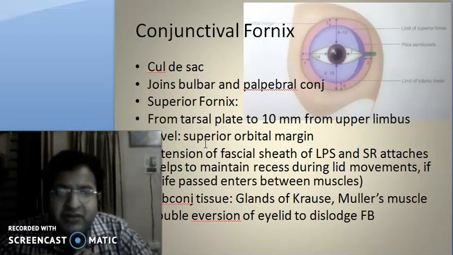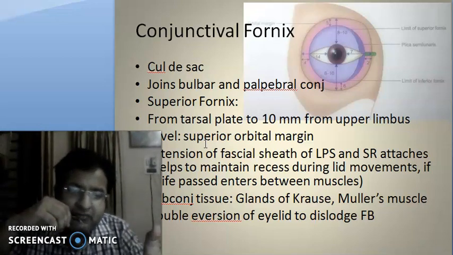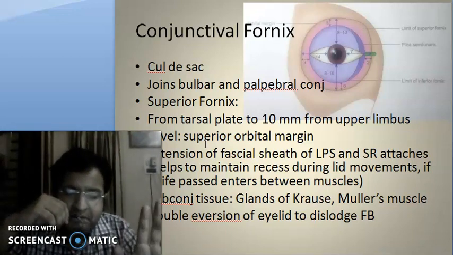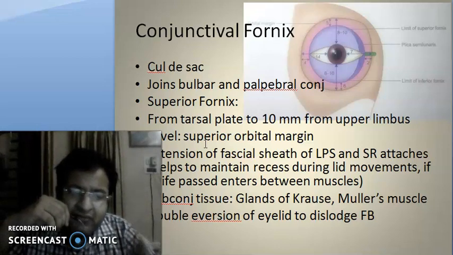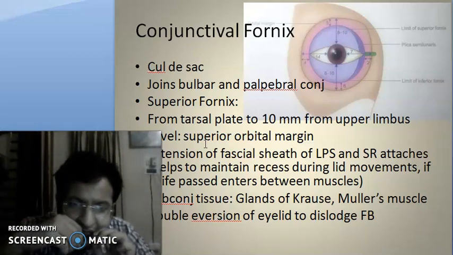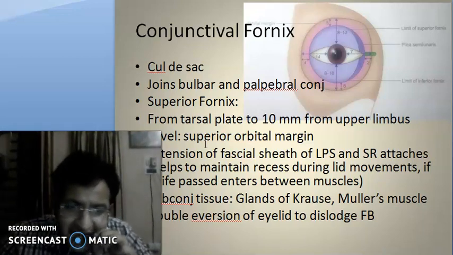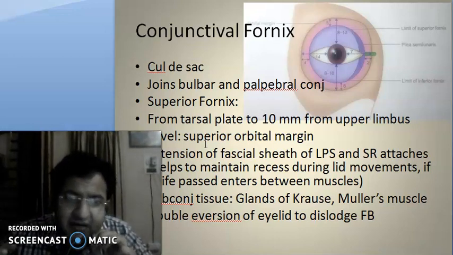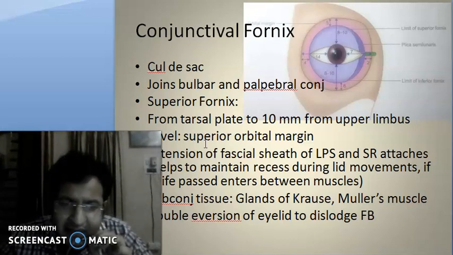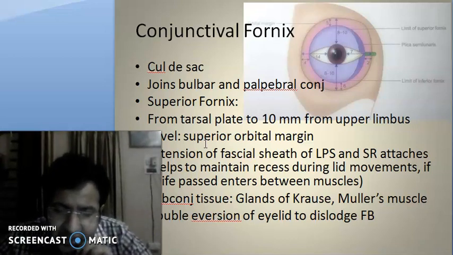What is fornix? So the part which joins the bulbar conjunctiva with the palpebral conjunctiva is the fornix. It is like a sac. It is a cul-de-sac and joins the palpebral and the bulbar conjunctiva, and it has 4 parts: superior, inferior, medial and lateral. What is superior fornix?